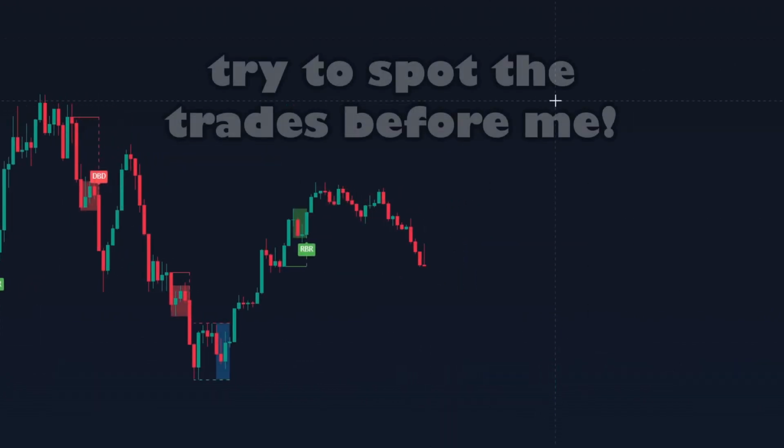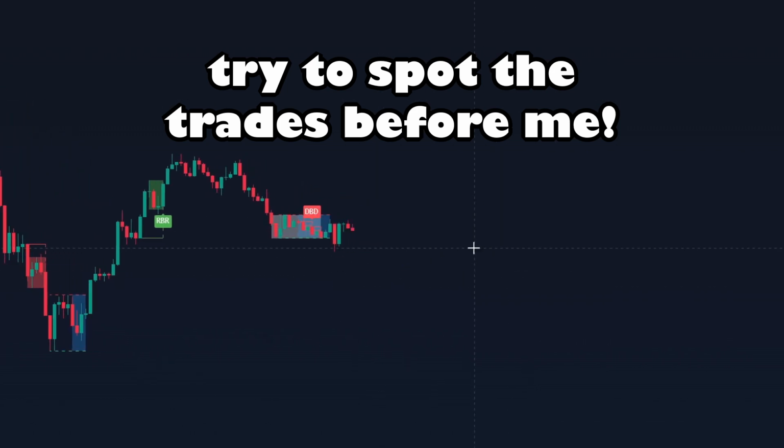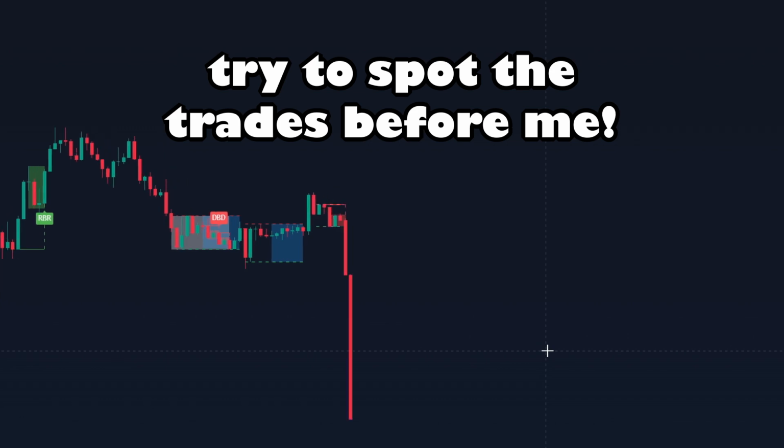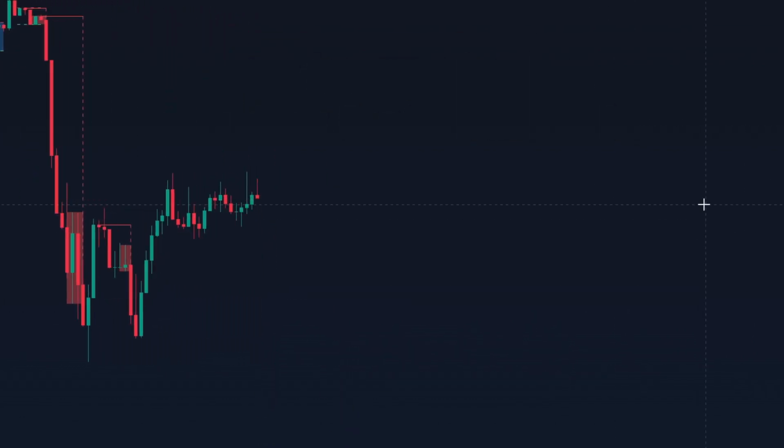Now, let's start the backtest. I'll show you some of the trades I took so that you can check if you understand everything. Try to identify the setups and confirm if they are valid before me, as a practice exercise.